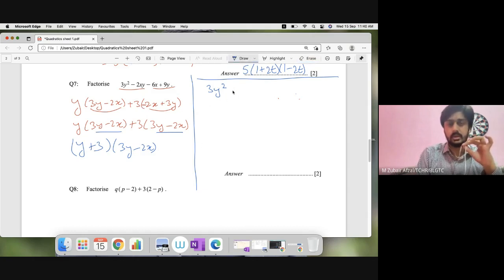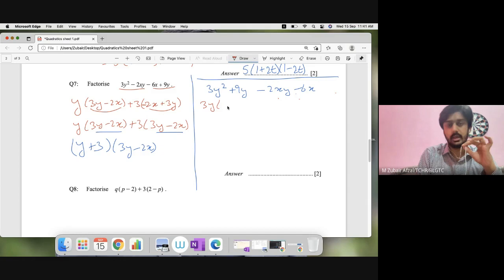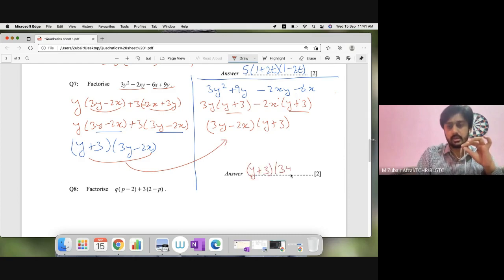Now look at this. I'm rearranging it. 3y square plus 9y and then minus 2xy and minus 6x, and taking out common. This is 3y, I'm left with y plus 3, and taking out common, this is minus 2x, this is y plus 3. Again, those brackets are same. So 3y minus 2x into y plus 3. So either you rearrange or you don't, you get the same answer. And writing the answer in the answer space like this. Shall we move on?